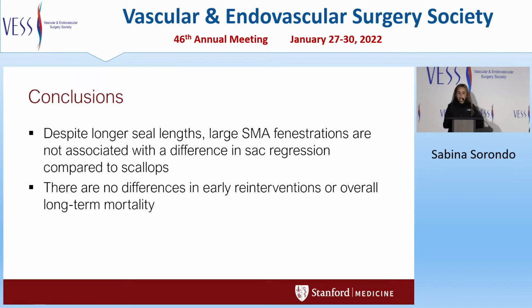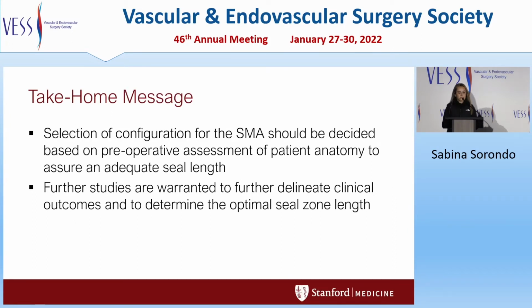In conclusion, despite longer seal lengths, large SMA fenestrations were not associated with a difference in sac regression compared to scallops. There were no differences in reinterventions or overall long-term mortality between the two SMA configurations. Selection of configuration for the SMA should be decided based on preoperative assessment of patient anatomy to assure an adequate seal length. And further studies are warranted to further delineate clinical outcomes and determine the optimal seal zone length.